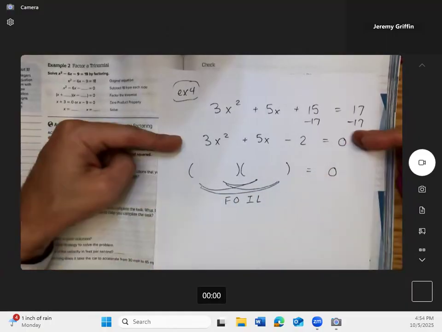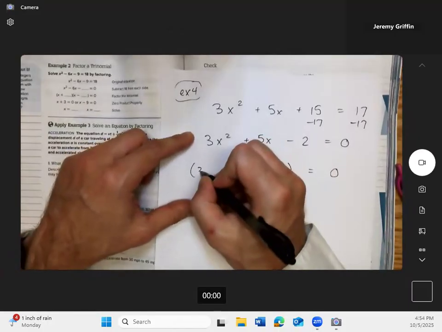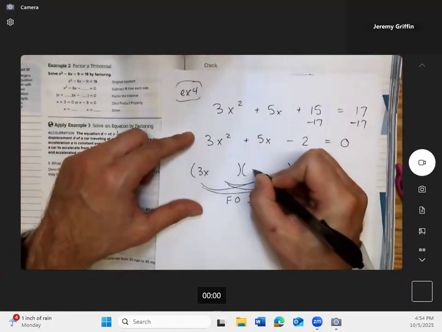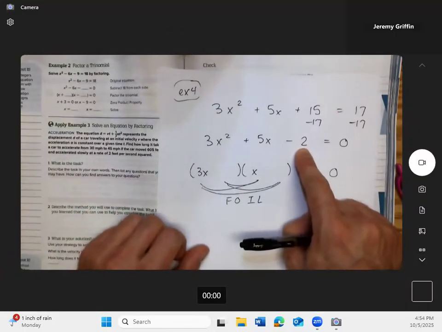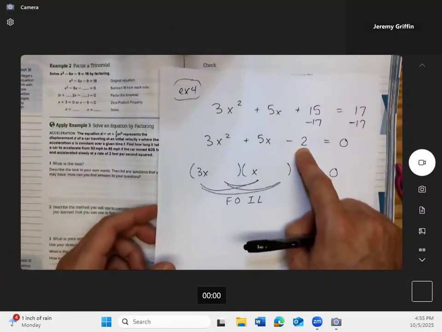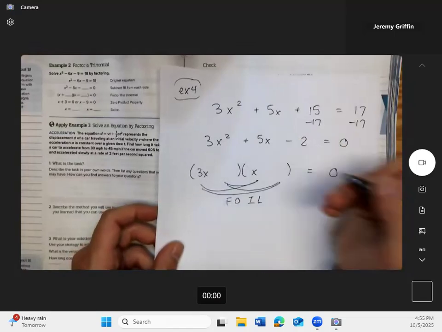What could lead back to this step? Well, I probably need an x and a 3x. So let's go 3x here and x here. The only nice numbers that make 2 would be 1 and 2. And it is negative, so something's negative. So I need a 1 somewhere or a 2 somewhere.